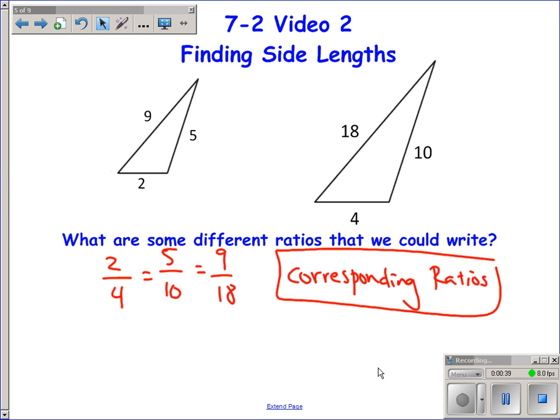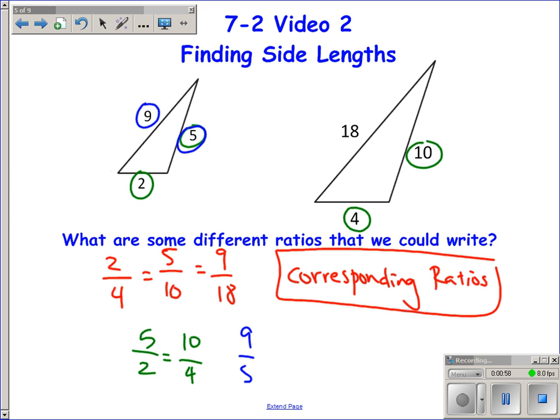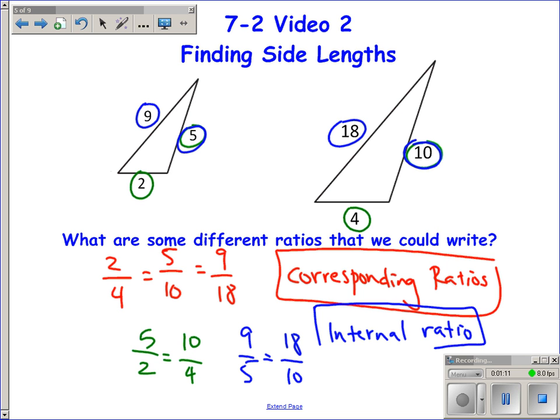Another ratio you could use was, for example, 5 over 2 is equal to 10 over 4. Now that's a kind of ratio inside or within each figure. Or you could look at 9 over 5 is equal to 18 over 10. I call this an internal ratio. I'm not sure if that's the true mathematical name, or if there is one, but that's what I think of it as. So you could use either one of those ratios to find missing side lengths.